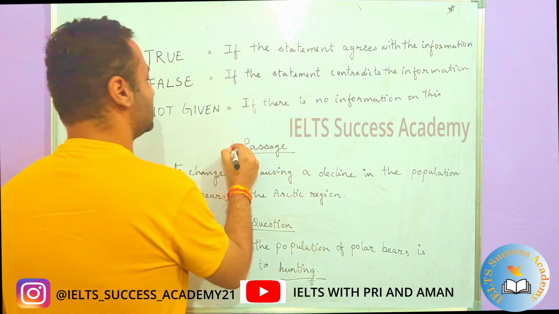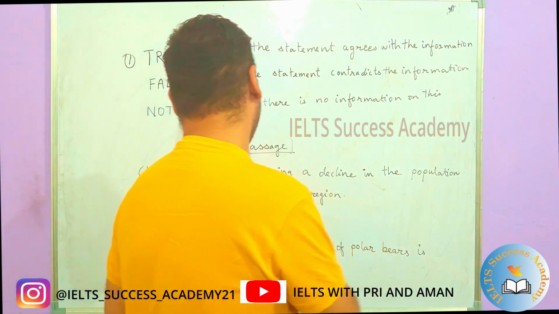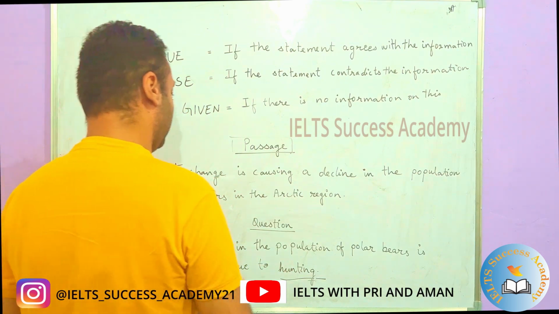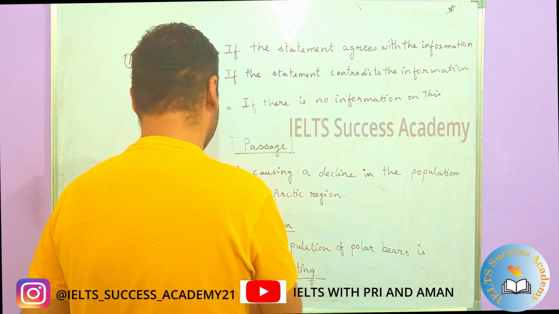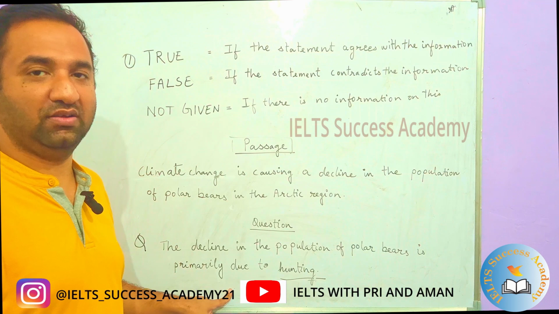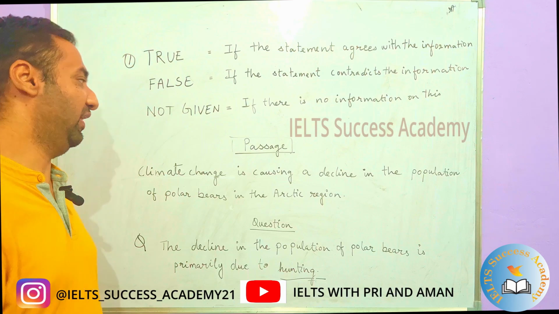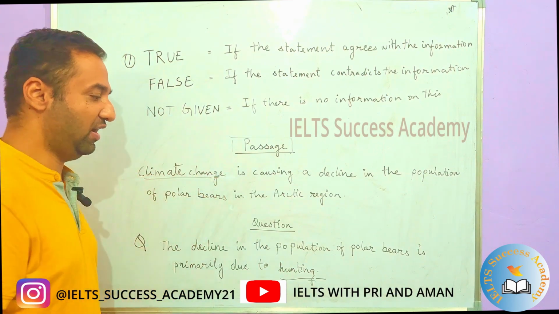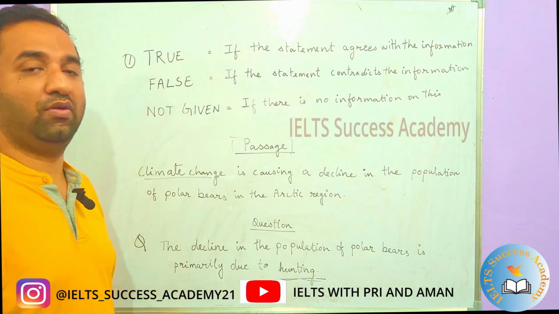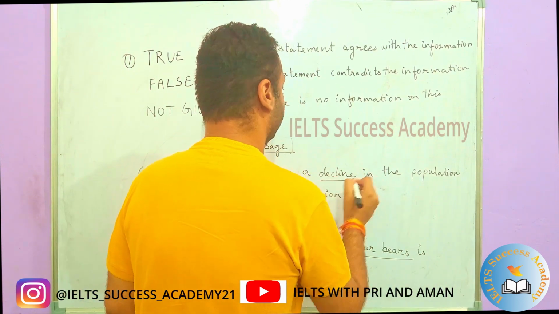So let's look at this passage. Climate change is causing a decline in the population of polar bears in the Arctic region. Now the question states, the decline in the population of polar bears is primarily due to hunting. So in the question and in the passage, you have two different things. Here climate change is given as a reason, and here hunting is given as a reason for the decrease of population of polar bears. Okay, so these are the keywords: decline.